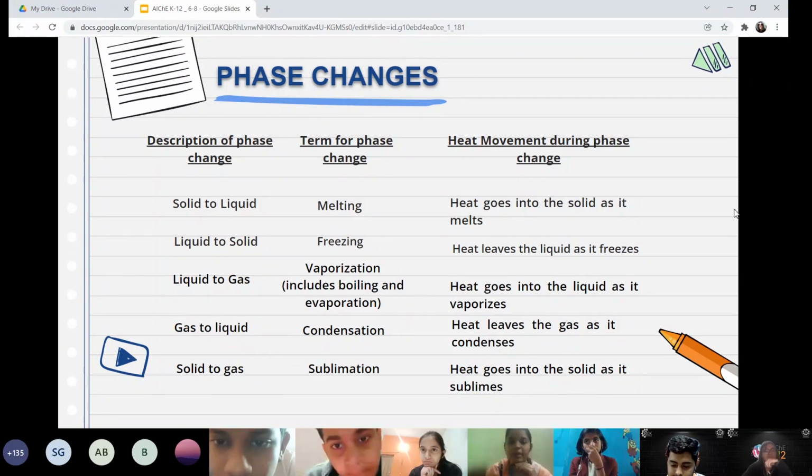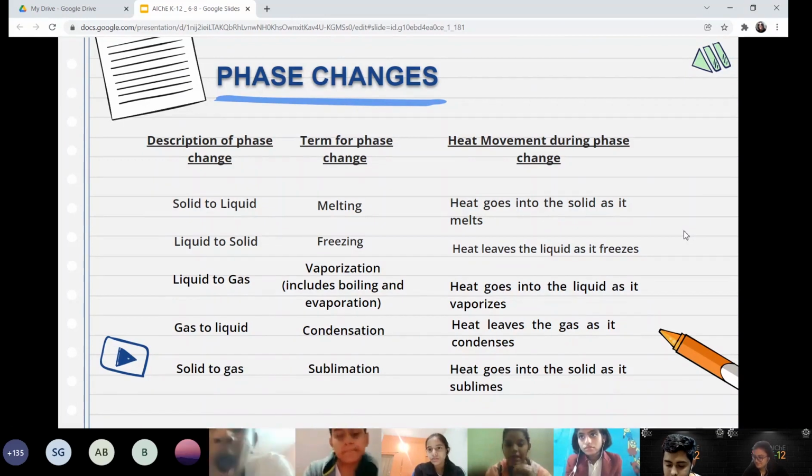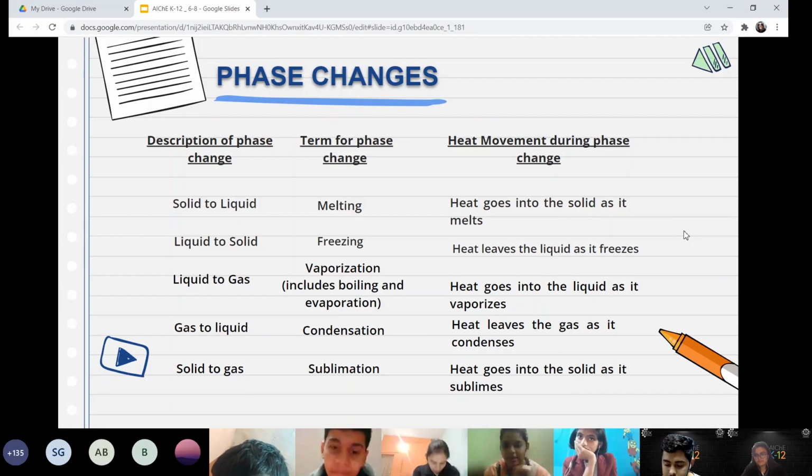The next process is gas to liquid, and the process is called condensation. Here heat is leaving the gas as it is condensed. Next is solid to gas. Here the solid is directly changing its phase from solid to gas without going to the liquid phase, and that is called sublimation. Here heat goes into the solid as it sublimes. Next slide, please.